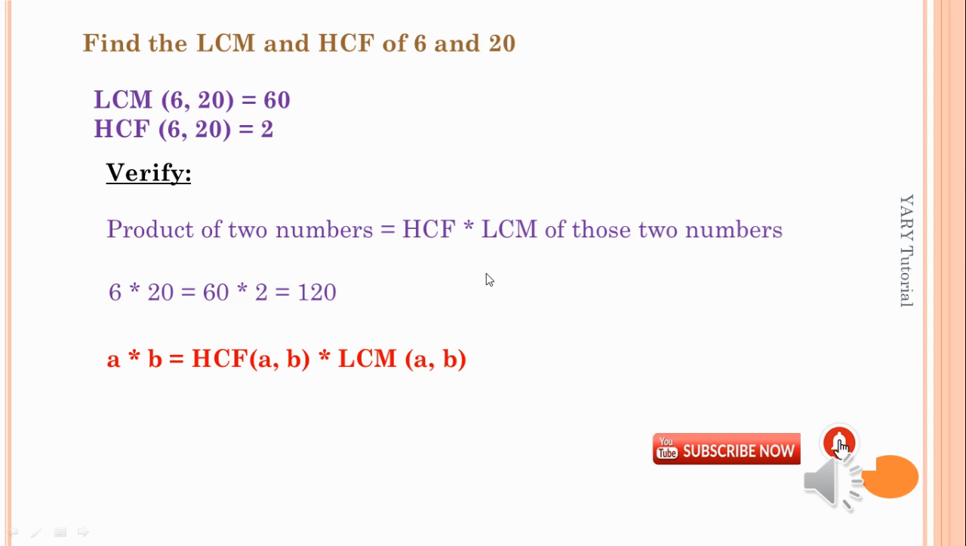This can be written in short like this. A is one number and B is another number, and the product of these two numbers should be equal to HCF of that number into LCM of A and B. A into B is equal to HCF of A comma B into LCM of A comma B.